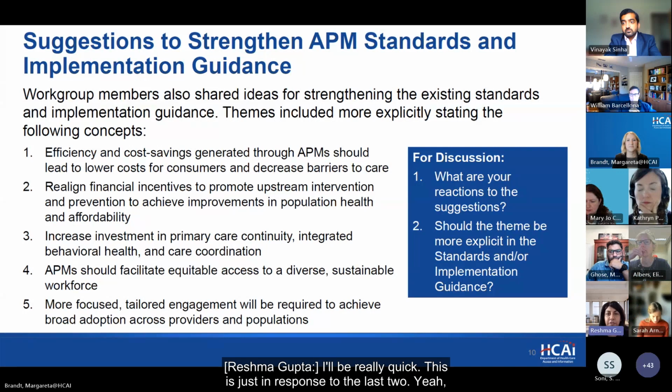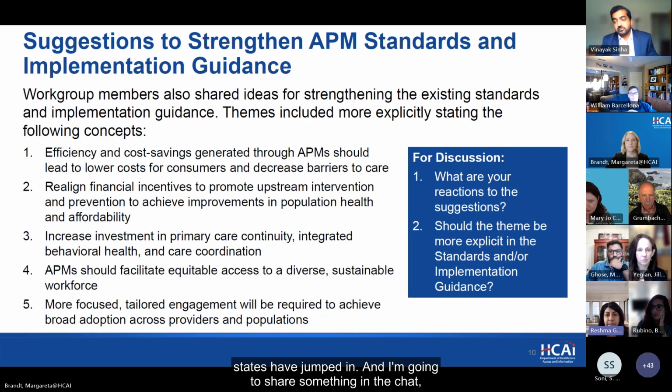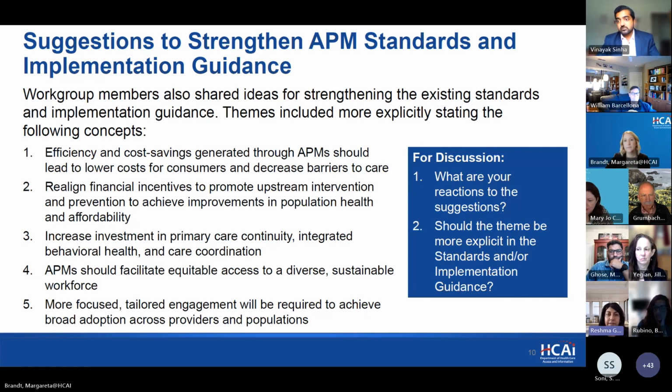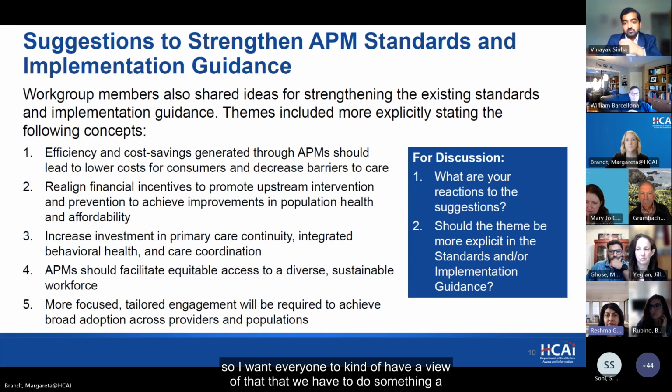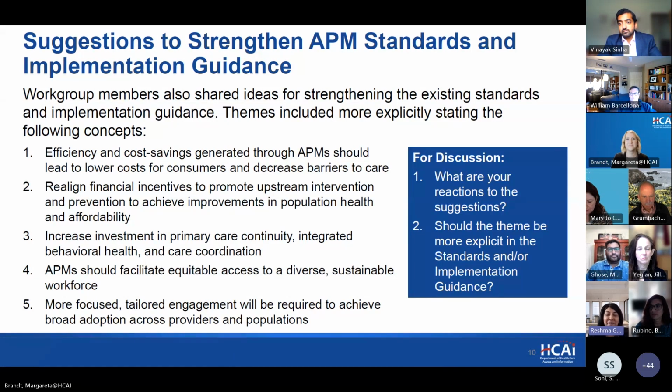I'll be really quick. This is just in response to the last two. Yeah, I echo that feeling too. I think there's a great opportunity again for California to do something a bit different around this than other states that have jumped in. And I'm going to share something in the chat, but it's got a different lens on it. So I want everyone to have a view that we have to do something a little bit different. But to Monica's point, knowing where the drivers are, I think that was actually your first point in the first meeting as well.